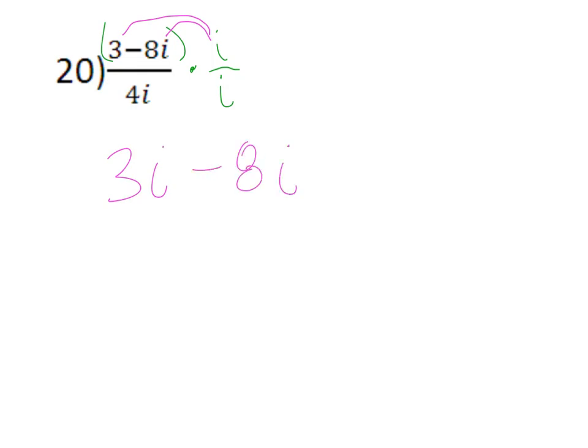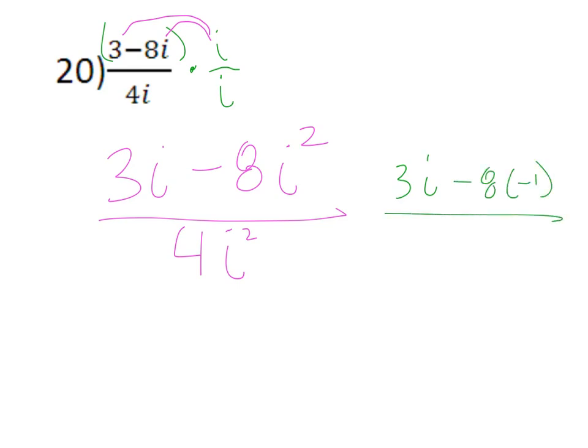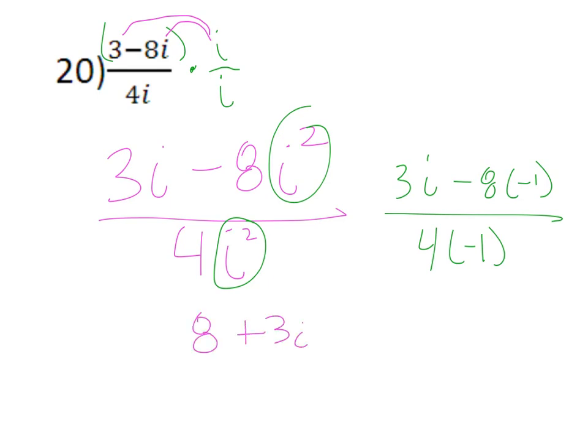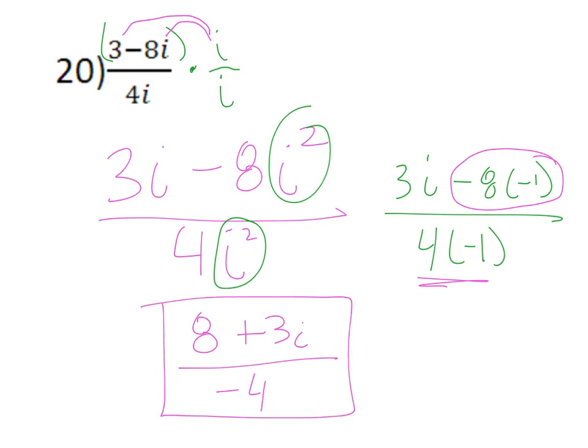And this becomes i squared over 4, and i times i is i squared. So I could rewrite this as 3i minus 8 times negative 1 over 4 times negative 1, because i squared is equal to negative 1. So my final answer here would be a positive 8 plus 3i. Right here, this becomes positive because of negative and negative, over negative 4 times negative 1. And this right here would be my final answer.